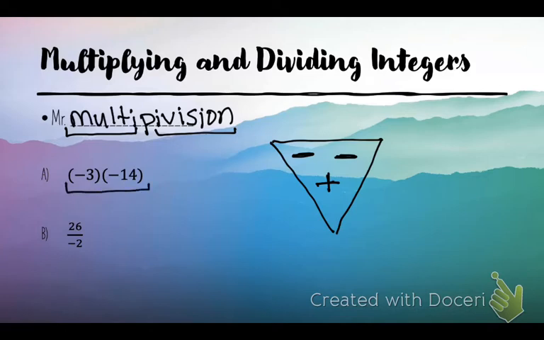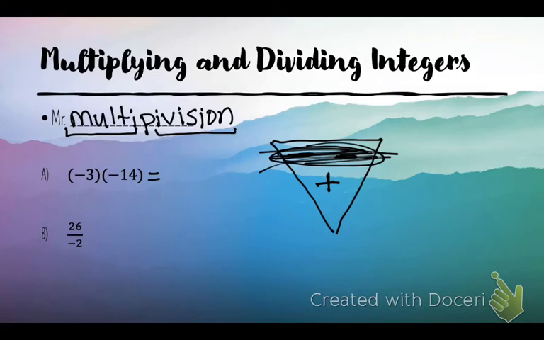And the way you use him is this first example here. You should write this example down in your notebook. Okay, we should probably be on like the third line by now. So write -3 times -14. We're going to start with the negative and the negative. So if I look at Mr. Multiplivision, negative and a negative, I would cross those off. And that leaves me with a positive. So my answer will be positive.